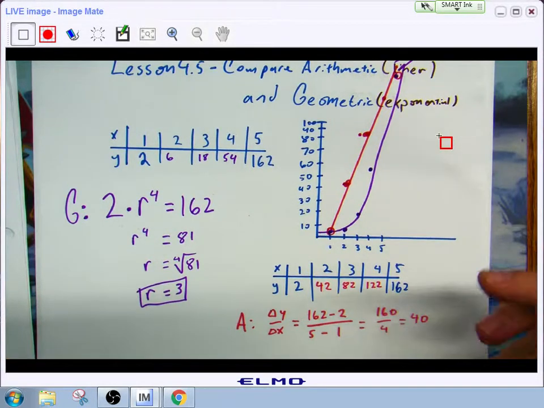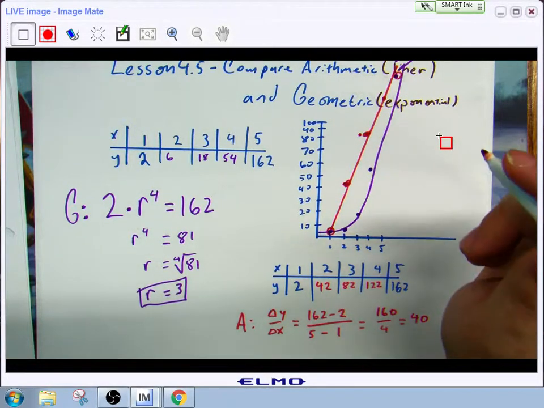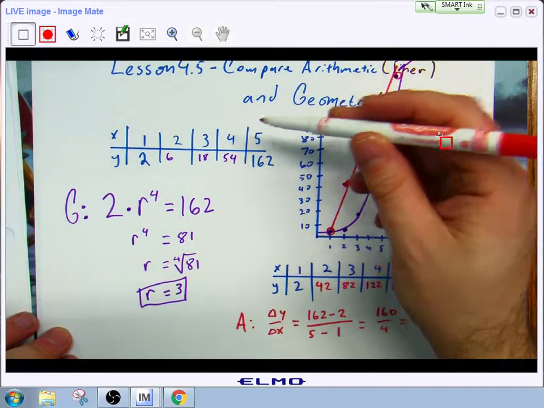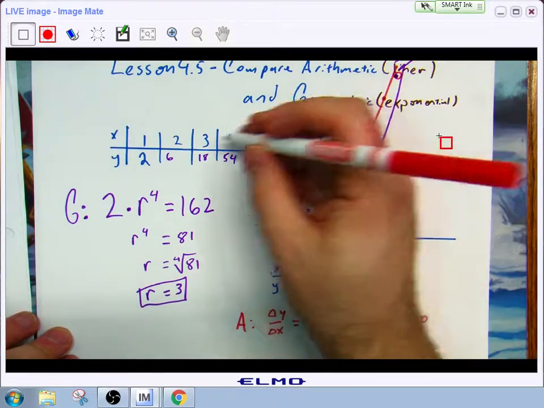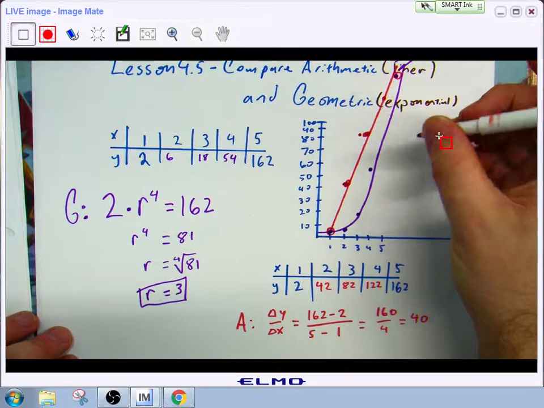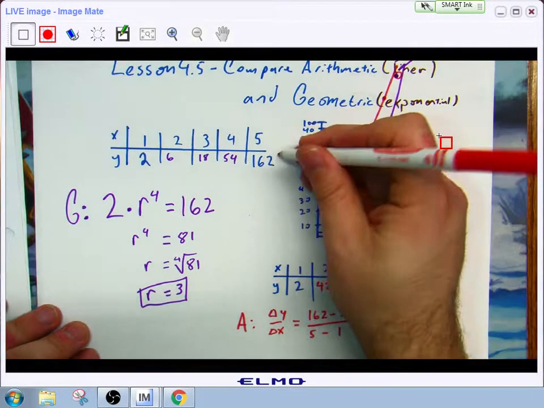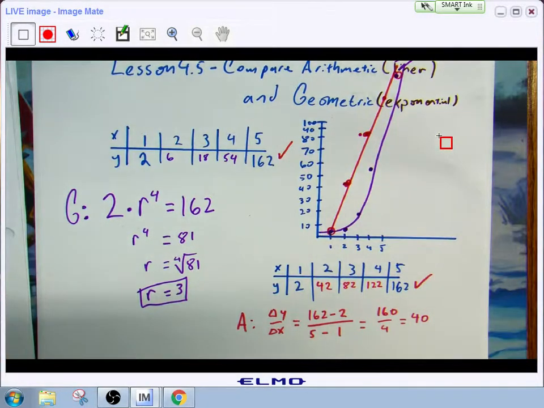What I'm going to ask you guys to do in the homework is exactly this. I'm going to give you a couple of different representations and ask you to find the difference, whether it's geometric or arithmetic, and compare them and see which ones are growing faster.